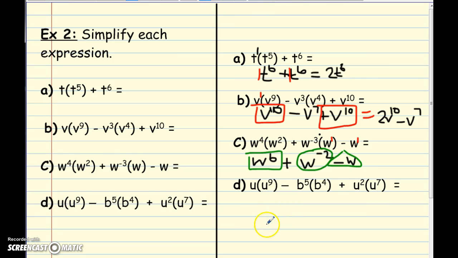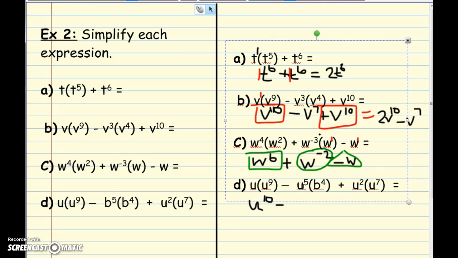Last example, then we'll move into our summary. So this first term becomes u to the 10th. Again, that plain u has an invisible 1 as its exponent. Oh, that should be a u. Let me change these real quick to u's. Sorry about that.